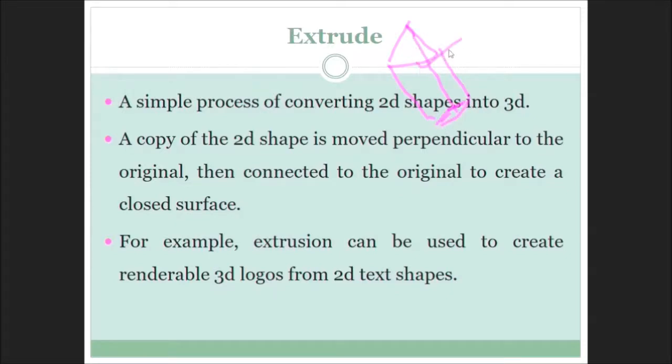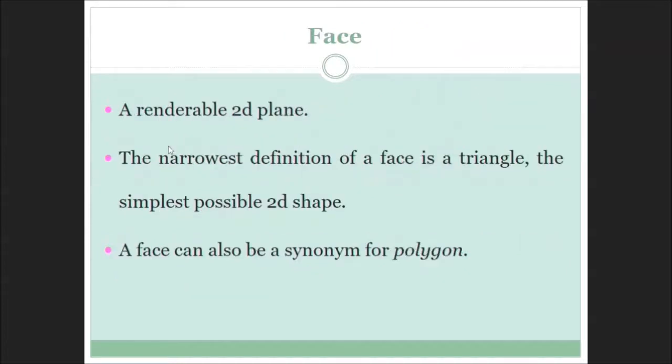Now this is 3D. This is how we made a 3D out of a 2D. For example, extrusion can be used to create renderable 3D logos from, say, 2D text shapes. This is extruding. And the face is the renderable 2D plane. The narrowest definition of a face is a triangle, the simplest possible 2D shape. A face can also be a synonym of a polygon.